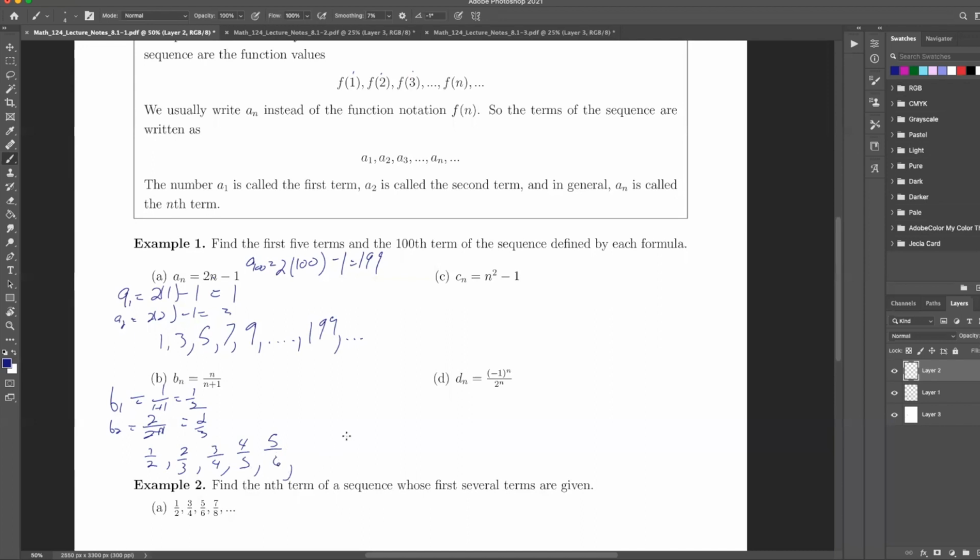And then the 100th term would be 100 over 100 plus 1, so it'll be 100/101. And then it goes forward.